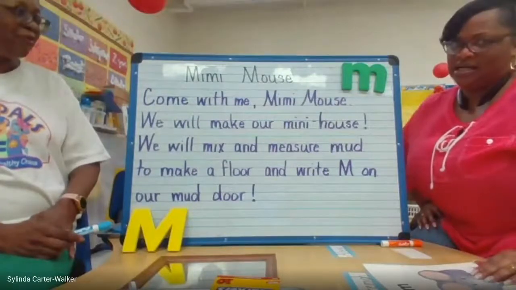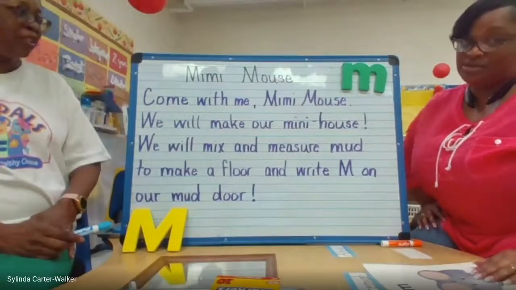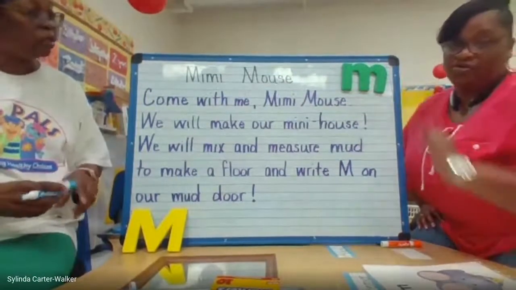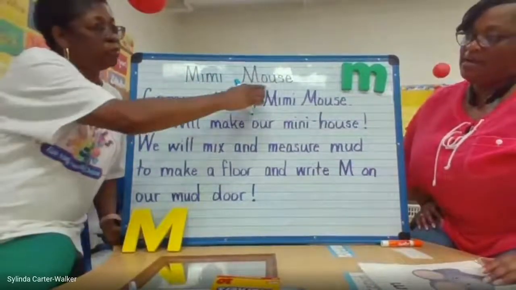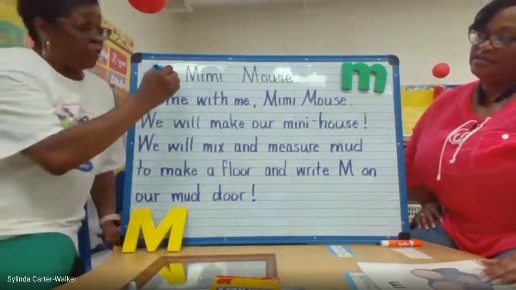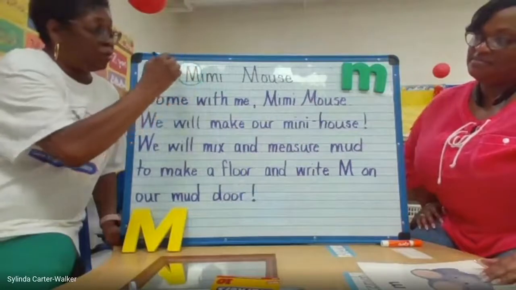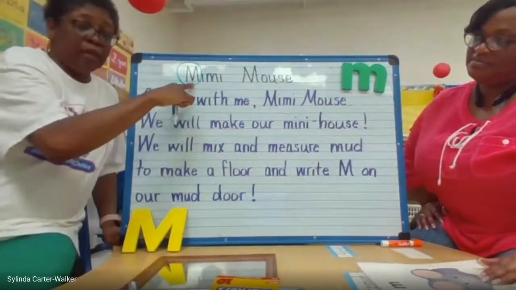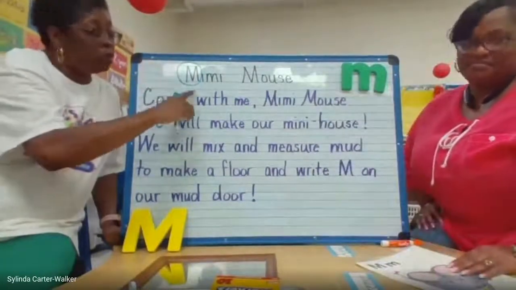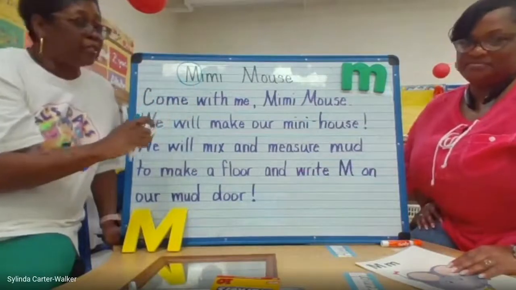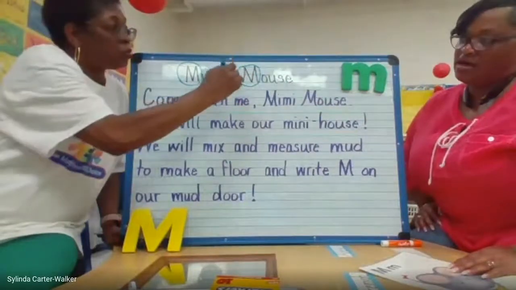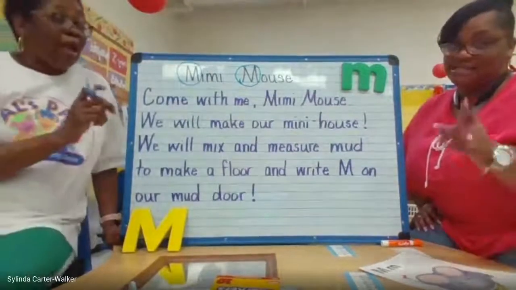That poem had a lot of M's, uppercase, capital M's, as well as lowercase m's. Let's see if we can find them. Let's reread the title of the poem. Mimi Mouse. Do you see any capital M's? I know you do. If you said at the beginning, you are absolutely right, because Mimi is her name. So the first letter in any name is always going to be capitalized. And Mouse is her last name. So we're going to circle the capital M in Mouse because it's a name.